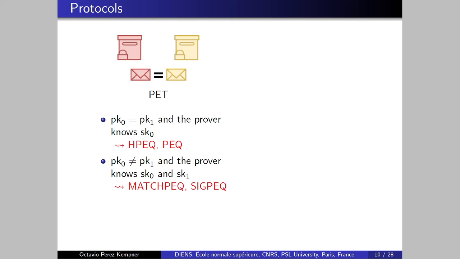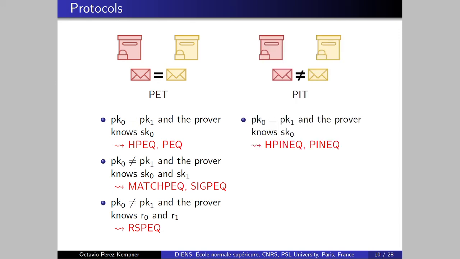The last scenario we consider was like the previous one, but assuming that the prover knows the random coin used to encrypt the messages. And here we proposed the protocol RSPEC, which is a straightforward adaptation from SigPEG. Nonetheless, observe that the two scenarios are different from the application point of view. In the former, the prover acts as a receiver, whereas in the latter one, it acts as a sender. Finally, going to the bit proof, as you can see, we just consider the first scenario like in the PET case.